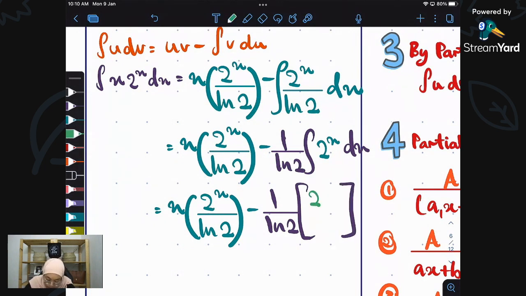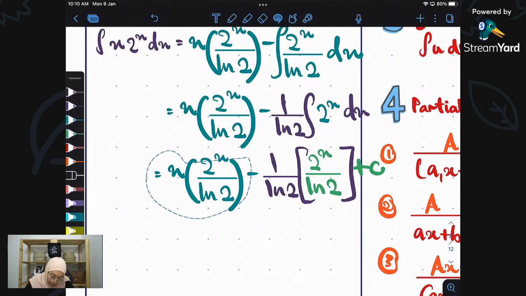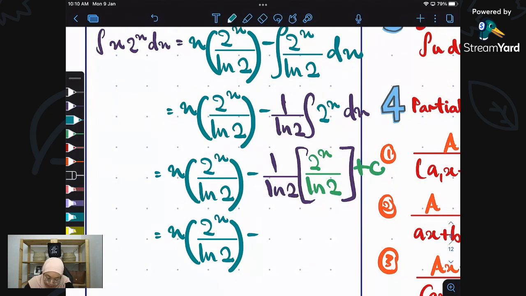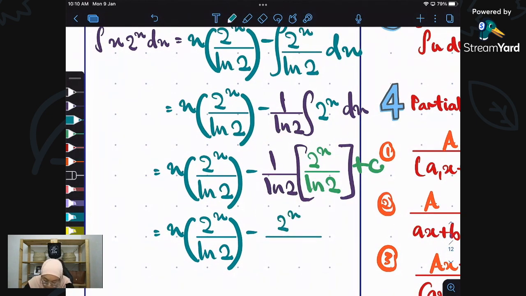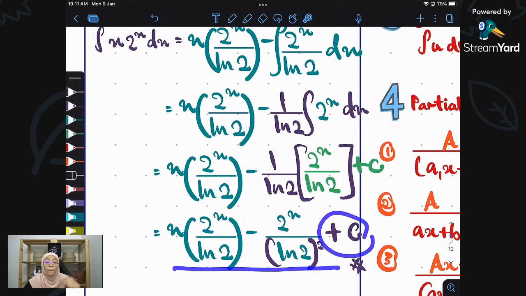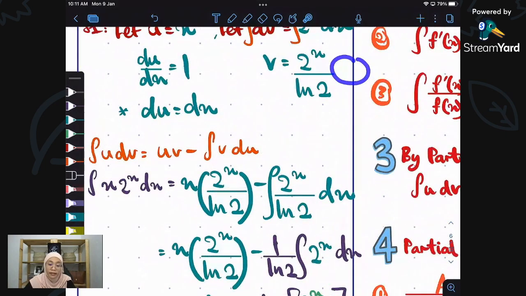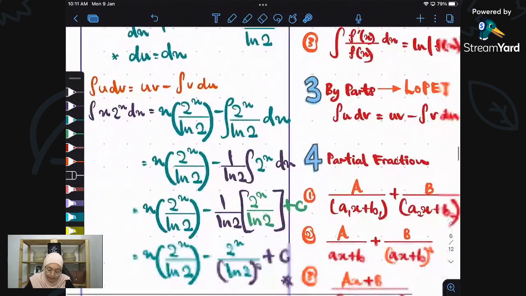Can you guess? It's the same thing. Integrate 2^x is 2^x itself, but must be divided with ln 2. And then don't forget to put plus c. In the end, the answer is just 2^x over ln 2, but everything to the power of 2. And then don't forget to put plus c. So at the end of the solution, barulah you letak plus c. Tak perlu letak di awalnya. No need here. This just remain like that. Okay, because we just only want to find the v anyway. So this is it. This is the technique of integration by parts. Okay.